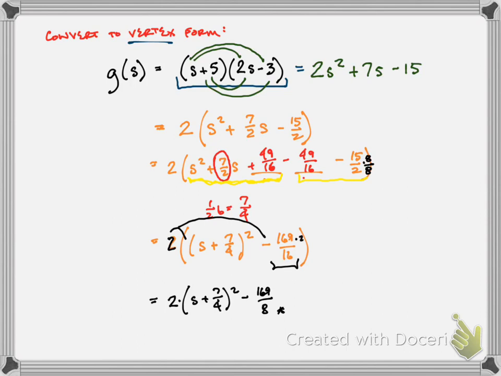Again, this 2 over here is locked out. It cannot be distributed into those parentheses because of this exponent. And so there's your vertex form. That's all I've got.